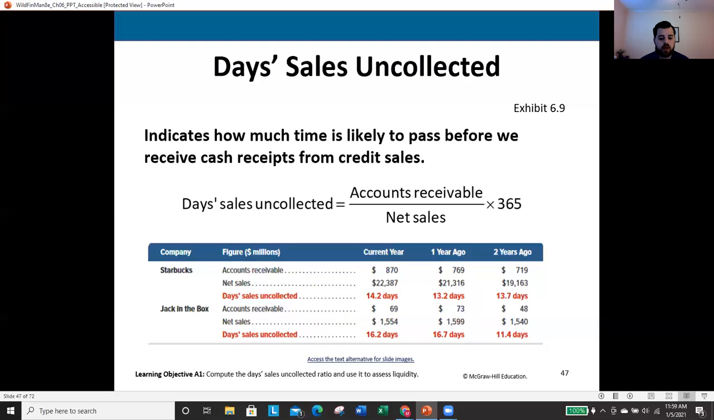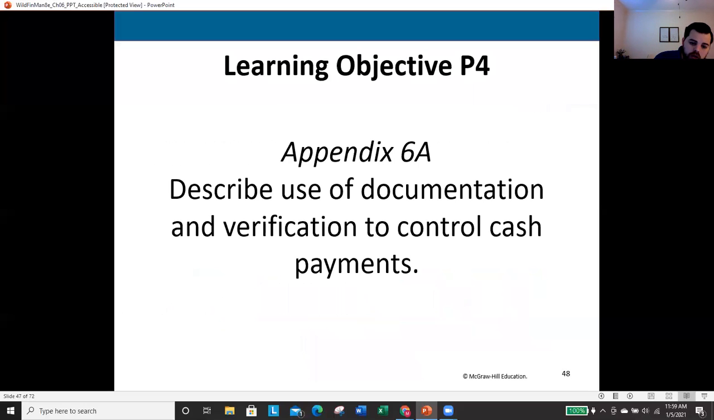This may be something they're okay with, but truthfully, it is a little concerning because it is dramatically slowing down the speed at which they are collecting their money. So you do want to be aware of that. And with that, that of course wraps up the end of chapter 6.